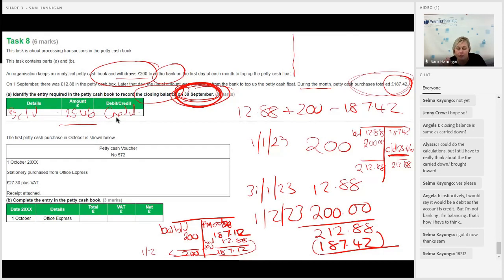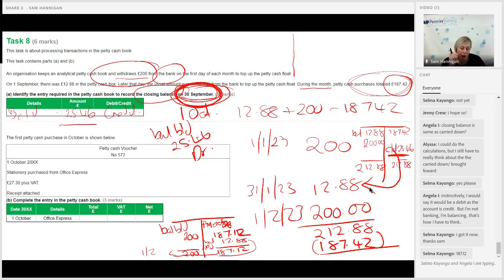If he said on the 1st of October, it would be balance brought down £25.46 debit, because you'd bring it down under here. Okay? So if you have to draw a T account and enter the figures in to work it out, do so. You've got enough time. Okay? Does that make sense?